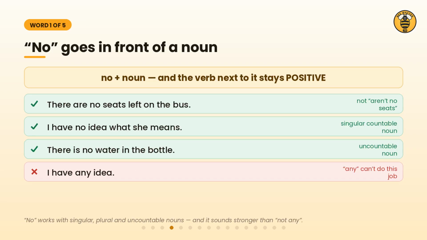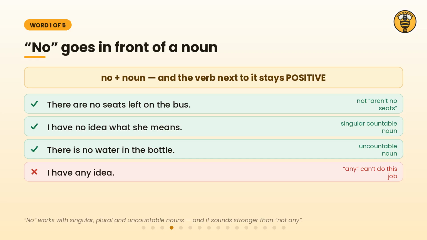Word number 1, no. The key point is that no is a determiner. It lives directly in front of a noun, and the verb next to it stays positive. There are no seats left on the bus. Notice there are, not there aren't. The word no is already doing the negative work, so the verb does not repeat it.